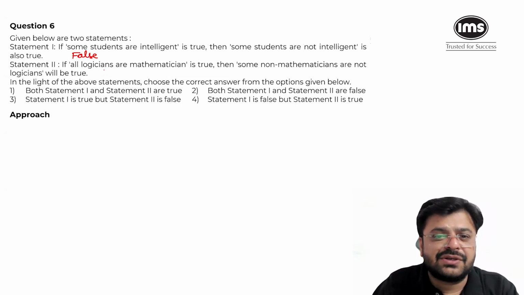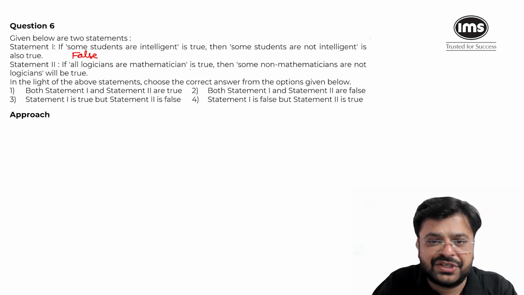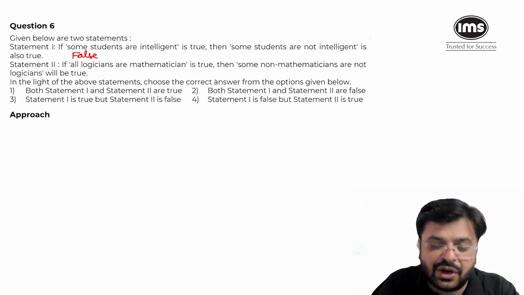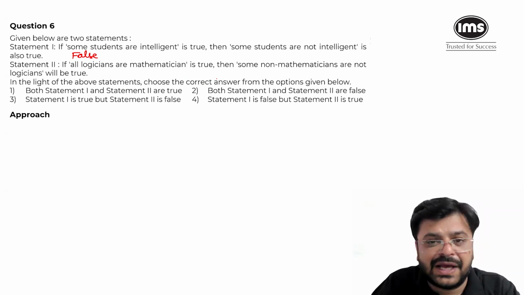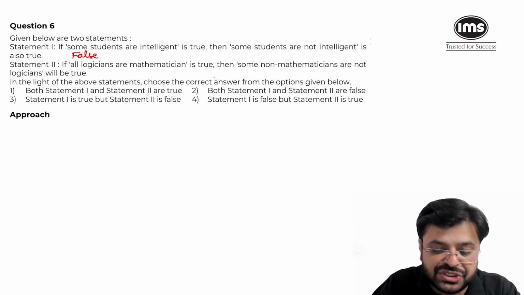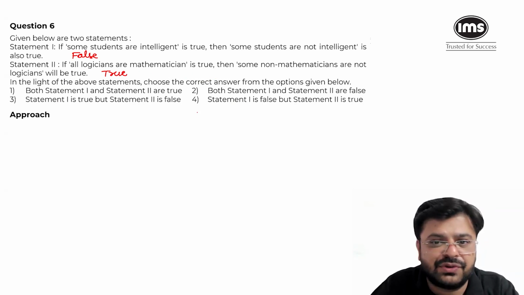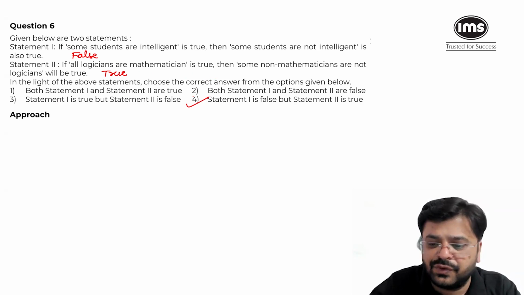The second statement is all logicians are mathematicians, which implies all non-mathematicians cannot be logicians, which implies some non-mathematicians are not logicians, which means statement 2 is true. So here statement 1 is false and statement 2 is true. So option 4 is the right answer.